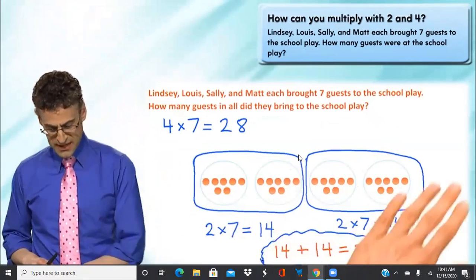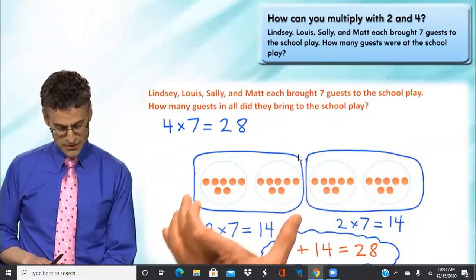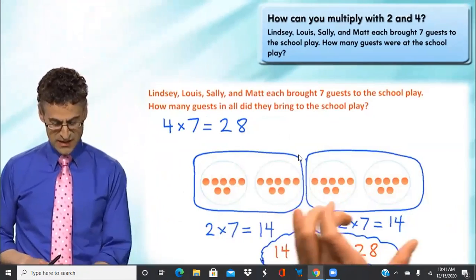And so we see, in fact, that we can first find 2 times 7, 14, and then double our answer. And that will work no matter what the number is that we're multiplying by 4. So if you ever want to multiply something by 4, you can first multiply that number by 2, which is actually much easier, and then just double your answer.